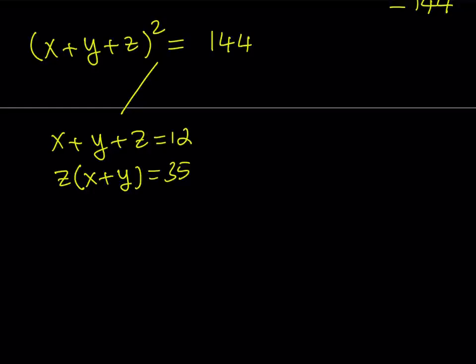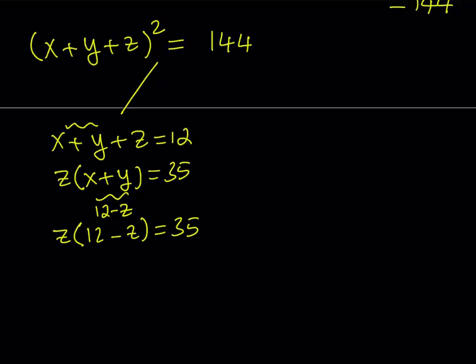Now, putting these two together would be interesting. And what I'd like to do is, from the first equation, isolate x plus y and write it as 12 minus z. And this gives me something nice: z times 12 minus z equals 35. Okay? All right, cool.